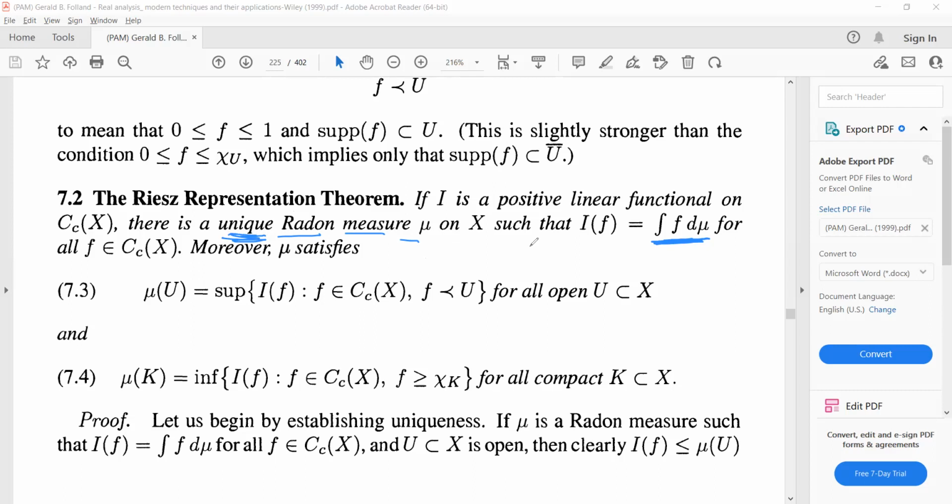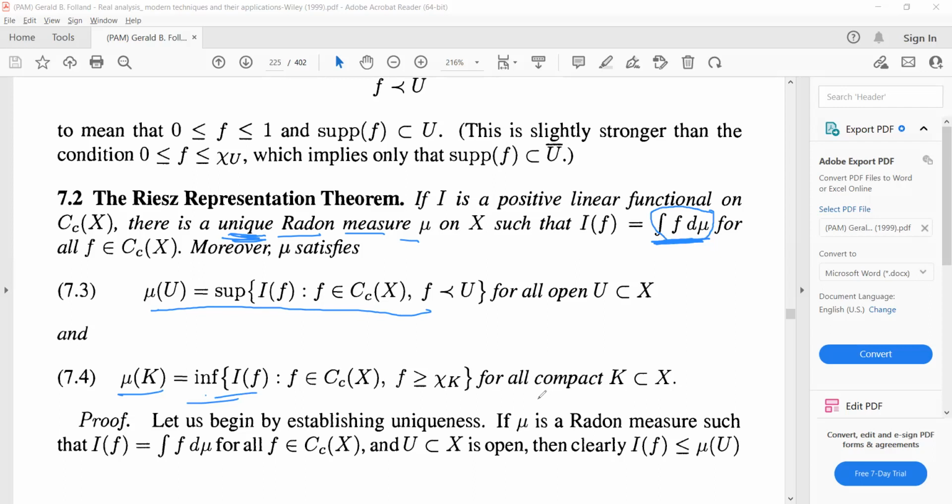This is exactly this integral, and as I said, we should expect this to happen, and this is what is happening: the measure of the open set U is the supremum over all of these integrals where f is related to U. That means f takes values between 0 and 1 and the support of f is contained in U. And similarly, the measure of the compact set K is given by the infimum over all of these integrals where f is greater than or equal to the indicator on K. So this is the full statement.